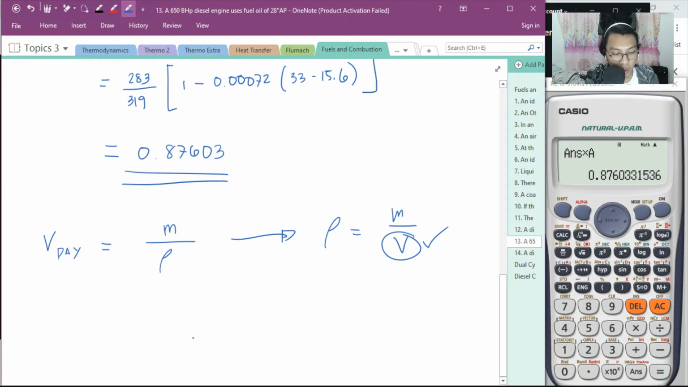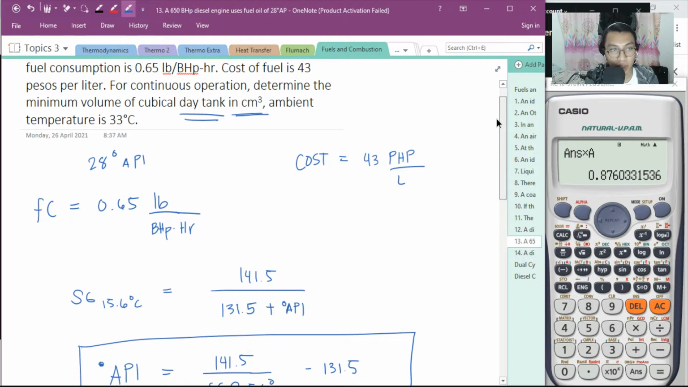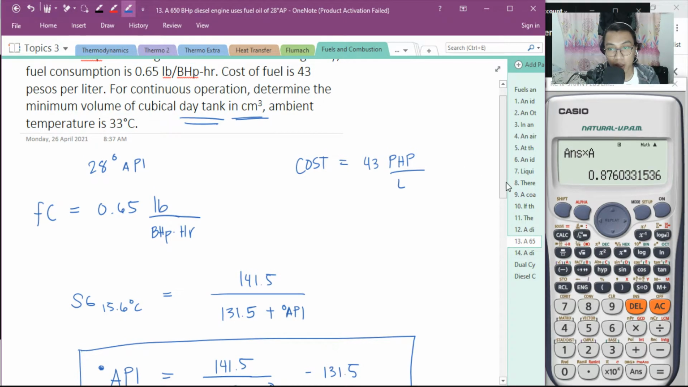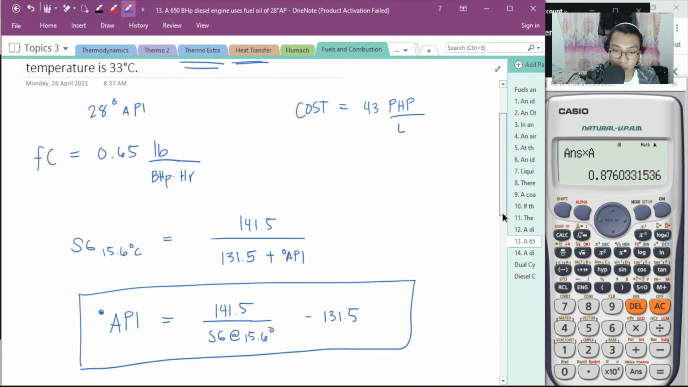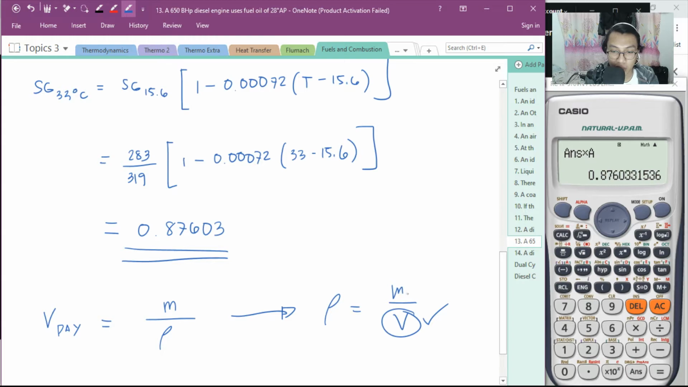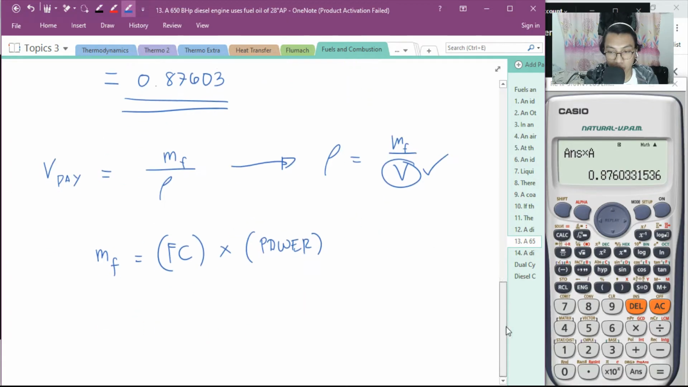Ngayon, binigyan ka dyan ng fuel consumption. Makikita mo naman dyan, meron kang fuel consumption and then meron kang power. Para ma-cancel out natin yung power. Okay? Saan mo kukunin 'to? Ano bang tinutukoy natin dito? Di ba the mass of the fuel? Mass of the fuel is equal to the fuel consumption times the power produced. So, maso-solve na natin yung mass of the fuel.